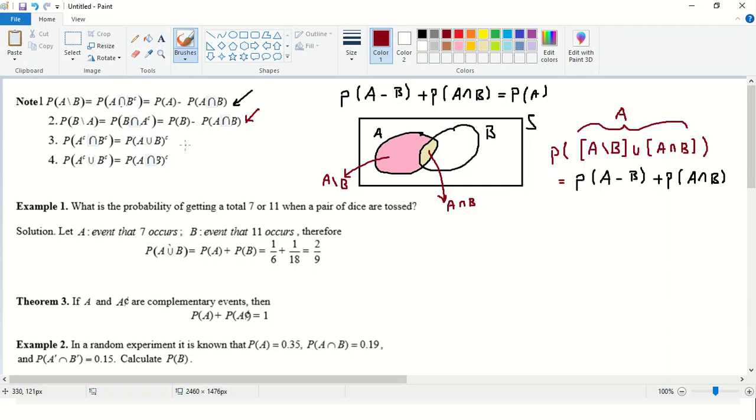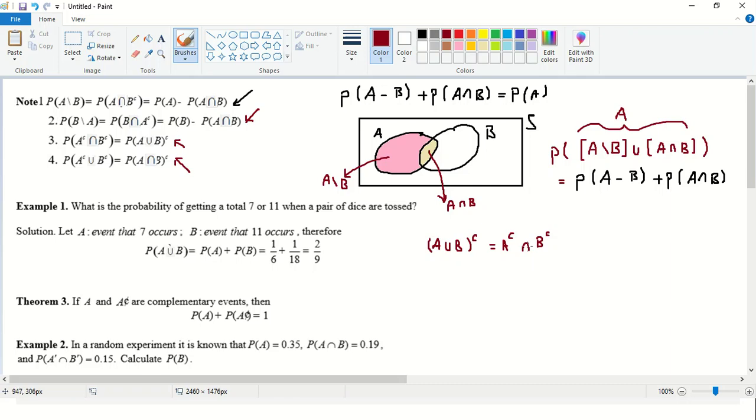And the third and fourth formulas in our notes come from the idea of the De Morgan rules. If you remember, the De Morgan rules say that if you have a union of sets like A union B, and I calculate the complement of that, the complement of A union B is equal to A complement intersected with B complement. This is the first De Morgan rule. So right now the probability of the left side and the right side should be the same.